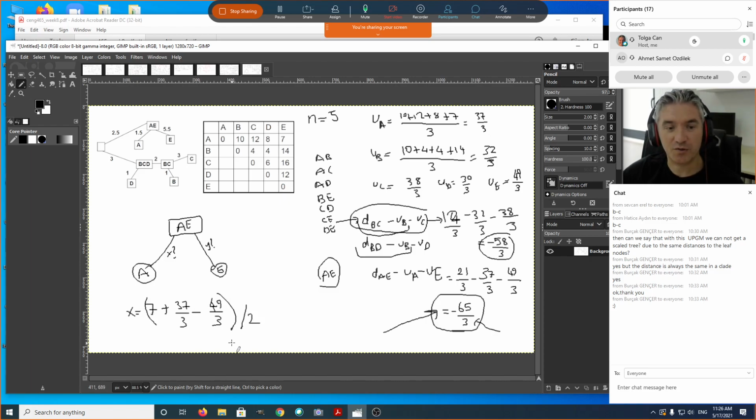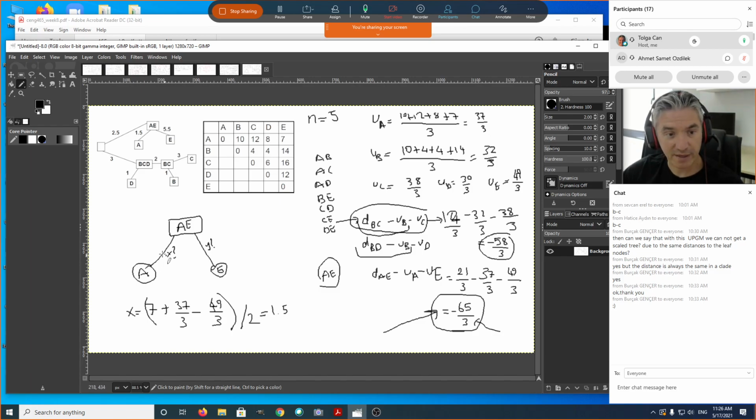This is what X is equal to. So what is this? Minus 12 divided by 3, right? 37, 49 minus 12 divided by 3 gives minus 4. 7 minus 4 is 3. 3 divided by 2 is equal to 1.5.